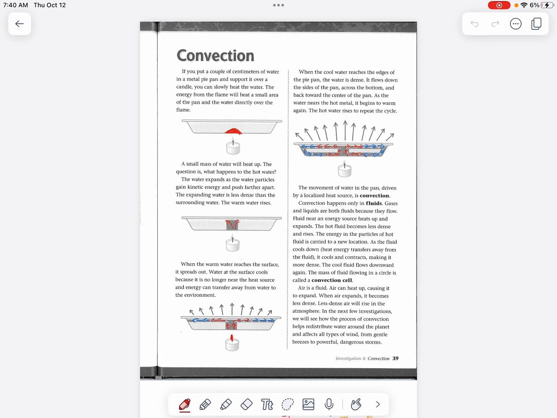Hi everyone, today we're going to talk about convection, which is another type of heat transfer that has a lot to do with density. And I'm going to be introducing it by reading this reading that comes from our textbook.